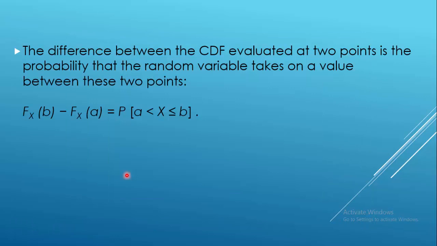And the difference between the CDF evaluated at 2 points is the probability that the random variable takes on a value between these 2 points. So F(b) minus F(a) is simply the probability of x between the values a and b. The value of x should be less than or equal to b and greater than a.